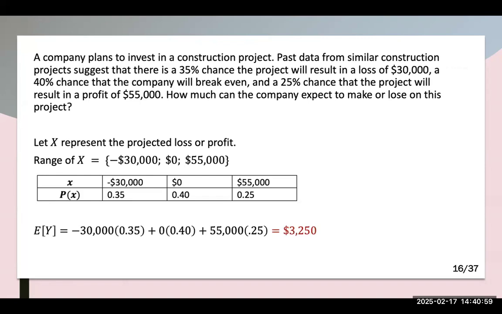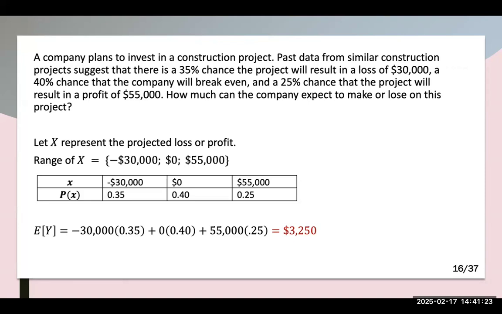So the expected value of x is negative 30,000 times 0.35 plus 0 times 0.4 plus 55,000 times 0.25. And if you add all of that up, the expected value is $3,250. What does that mean?